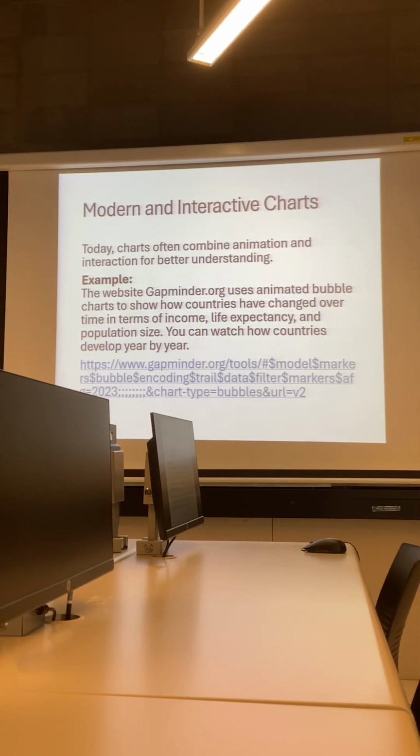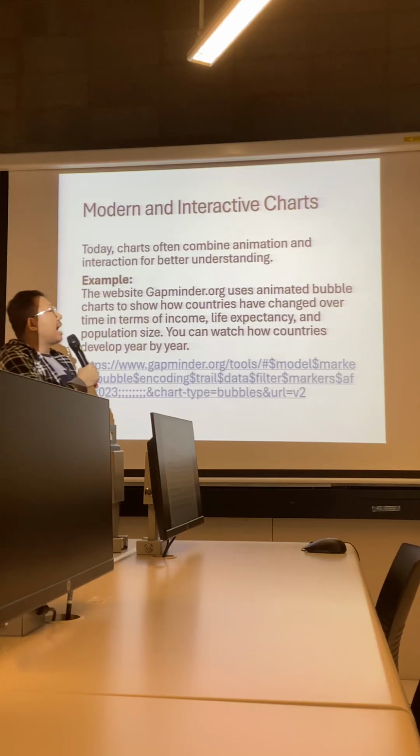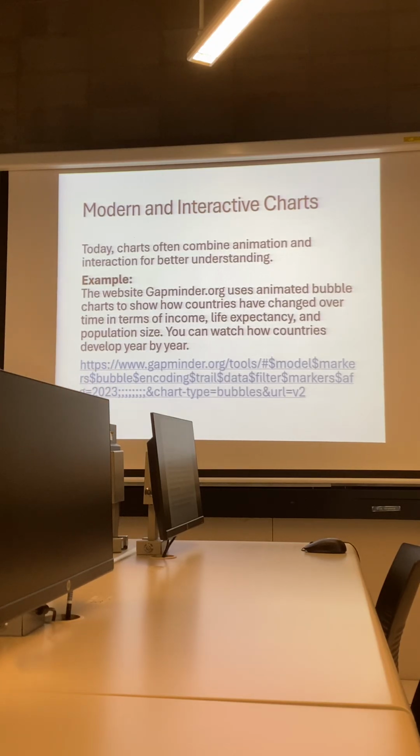Now there is a modern and interactive chart. Today, charts often combine animation and interaction for better understanding. Because we have a lot of software, right? Like we used Tableau last week. Before the midterm we learned about Power BI. They also have animation and interaction for better understanding. For example, the website gapminder.org uses an animated bubble chart to show how countries have changed over time in terms of income, life expectancy, and population size. You can watch how countries develop year by year. So now they have animated bubbles.